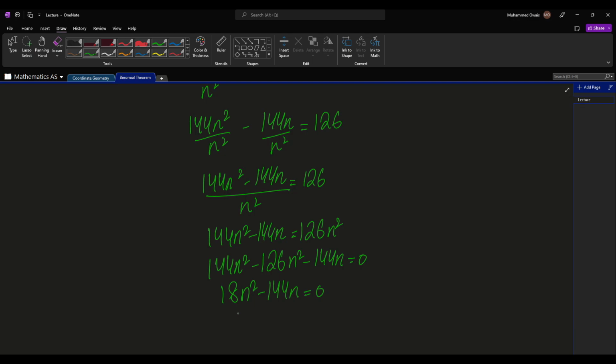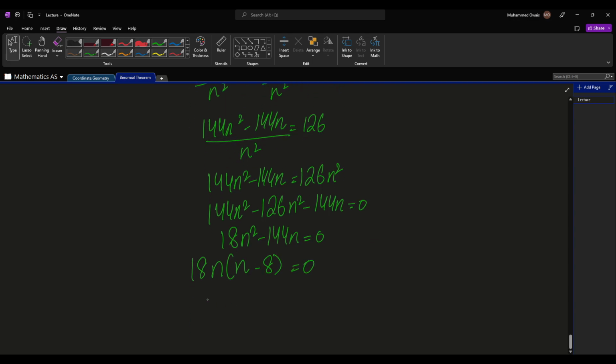Now then, what I can do now is take n common from this. So what I can do here is take 18 common from this and n common from this. So then this becomes 18n, all right? So this becomes n minus 8 is equals to 0, all right? Now then, 18n is equals to 0, therefore n is 0. And n minus 8 equals to 0, therefore n is equals to 8.